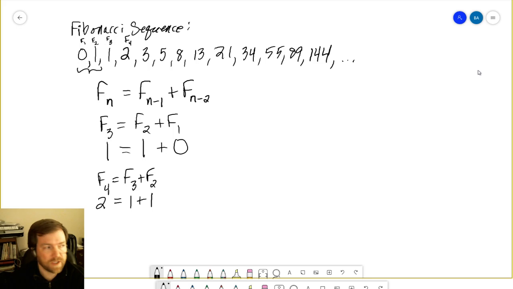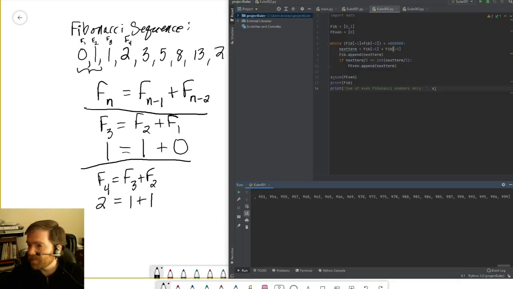This is an infinitely increasing sequence. It's just going to go on forever and ever and keep increasing at a faster and faster rate as we keep going up. There are some really cool things that happen with the Fibonacci sequence, which we can talk about in a little bit, because that'd be fun. But for now, back to the computer science.